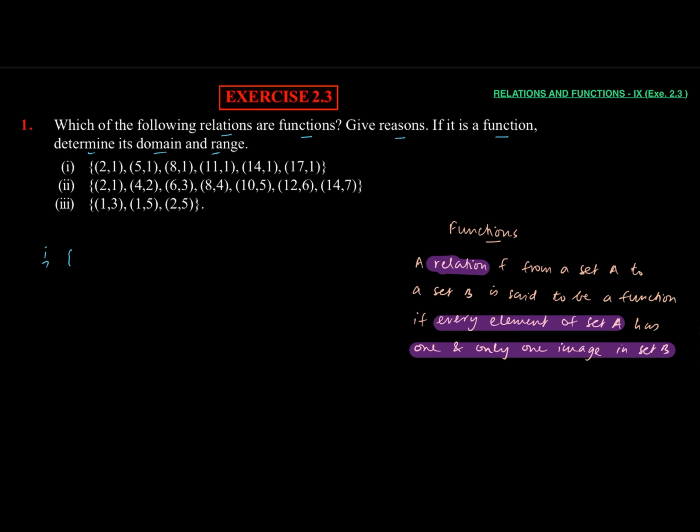The given relation has elements (2, 1), (5, 1), (8, 1), (11, 1), (14, 1) and (17, 1). We already know that different elements can have the same image, and here we don't find any element having two or more different images. So this relation is a function.